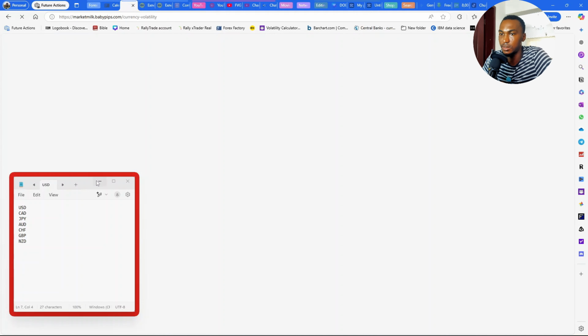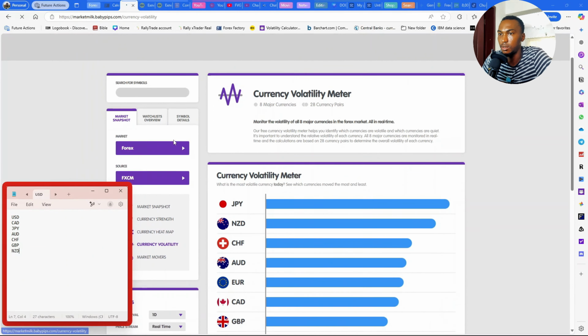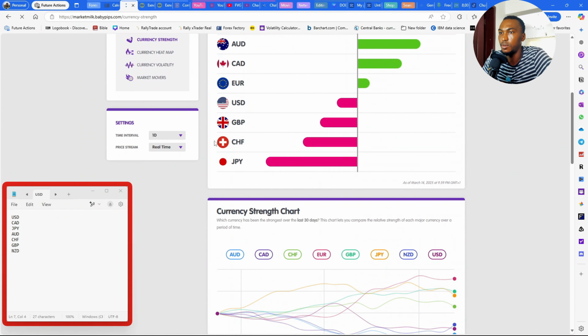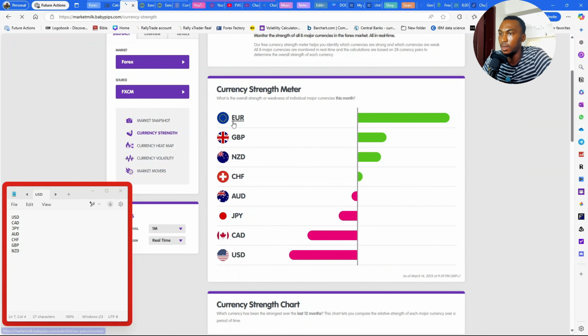but I don't even need to do all of this analysis personally, because I could just come straight to Babypips, go to currency strength, and I can see over the monthly, we have the euro being the most powerful currency right now, followed by the British pound, New Zealand. You can see, like I said, the US dollar over the past month is weak.